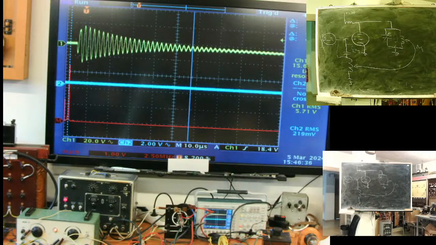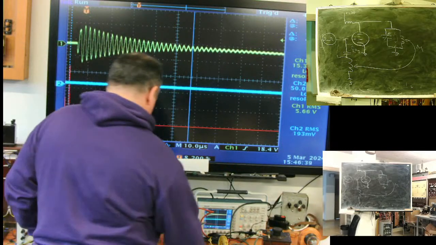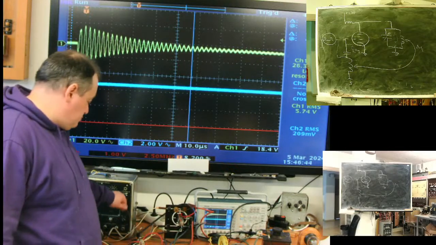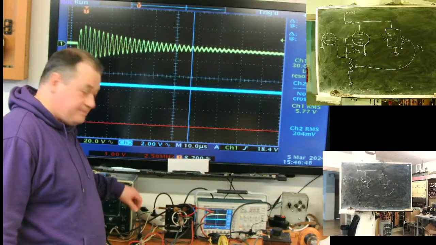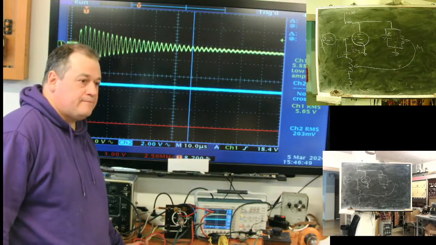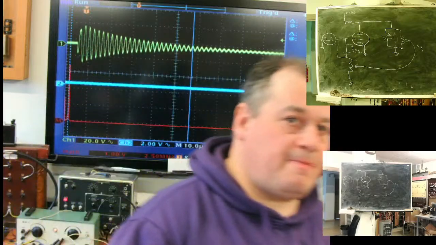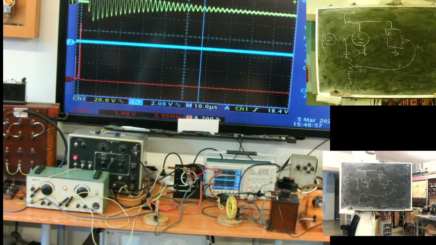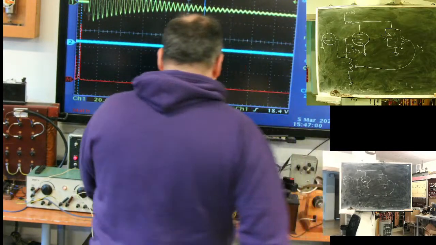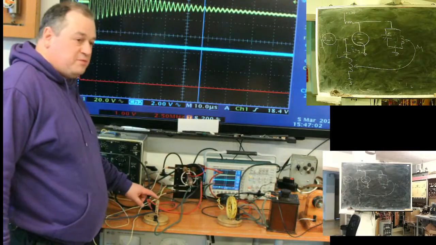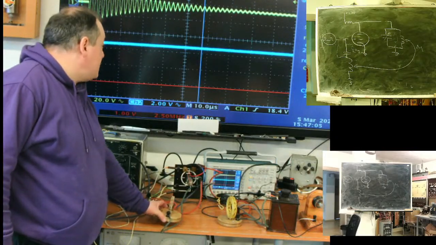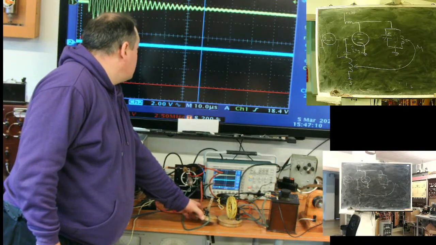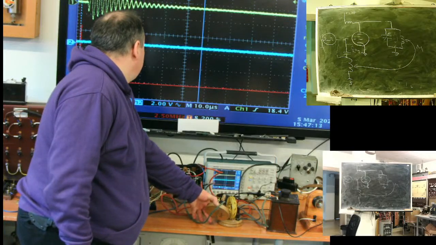What will be the effect of the negative feedback? Can you predict? Coils are visible. This is the anode coil and this is the feedback coil. Take a look. I'm increasing mutual coupling, meaning that I'm increasing the negative feedback.